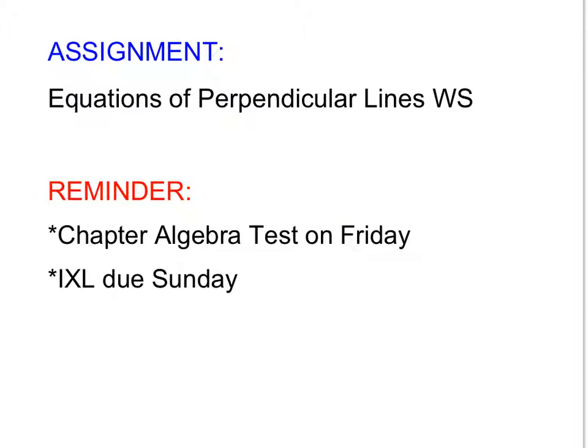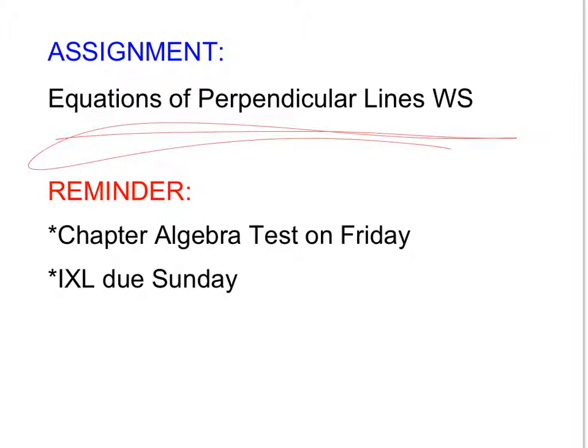So your assignment today is the Equations of Perpendicular Lines worksheet. Looks very similar to the one on Friday, so for the first 6 you just need to write the perpendicular slope. Then after that, I think there's 8 of them, you need to find your new b so you can write your new equation. Your chapter algebra test is on Friday.